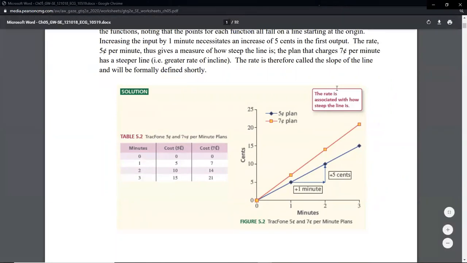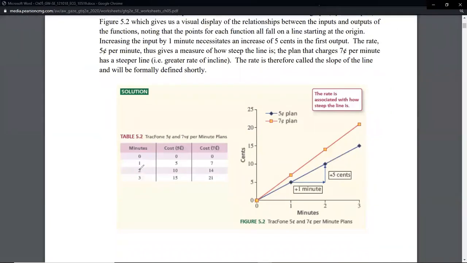So let's focus on the table for now. So 1 minute costs you 5 cents. 2 minutes costs you 10 cents. 3 minutes costs you 15 cents. So this right here, just looking at these two things, is the 5 cent plan. Looking at these two things is the 7 cent plan, so number of minutes and then the cost.